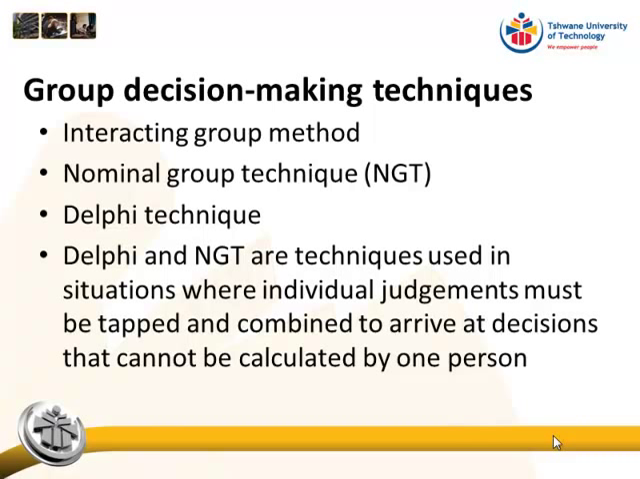There are various group decision-making techniques, and the main ones that we focus on in this course, because they work very well, especially in project management research, are the focus group and the Delphi. You use them in situations where individual judgments must be tapped and combined to arrive at decisions that cannot be calculated by one person. Remember when we spoke about the Delphi, we also spoke about the focus group, and the definition of an expert. Okay, so who is the expert? And in the Delphi, exactly the same criteria are important in terms of the definition of an expert.